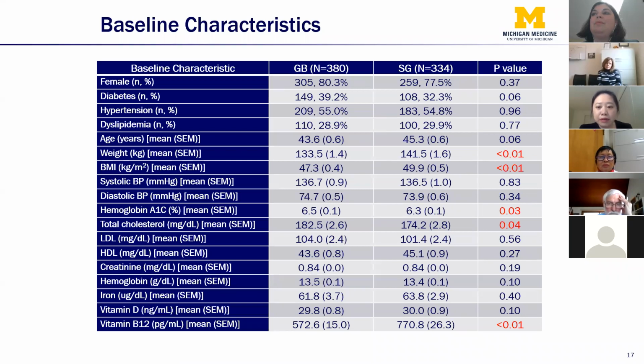When the baseline characteristics of the groups were compared, we see that patients in sleeve gastrectomy group were more obese, while glucose parameters and total cholesterol is higher in bypass group. Since there may have more patients with diabetes in bypass group, we presume that more patients might take metformin, which likely led to lower vitamin B12 level in bypass group. Next, please.